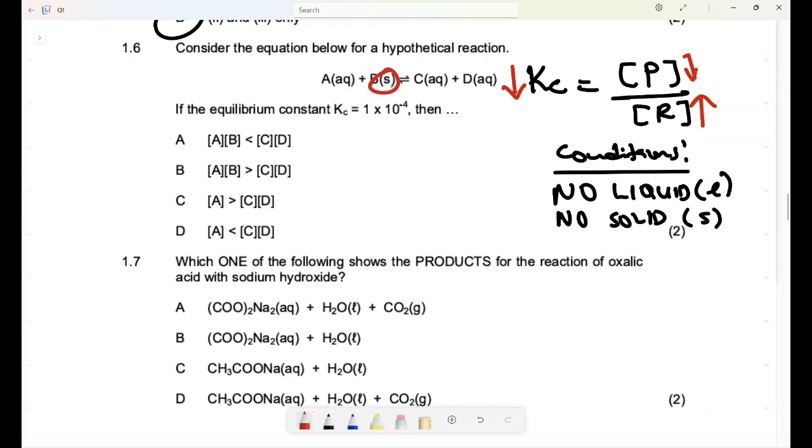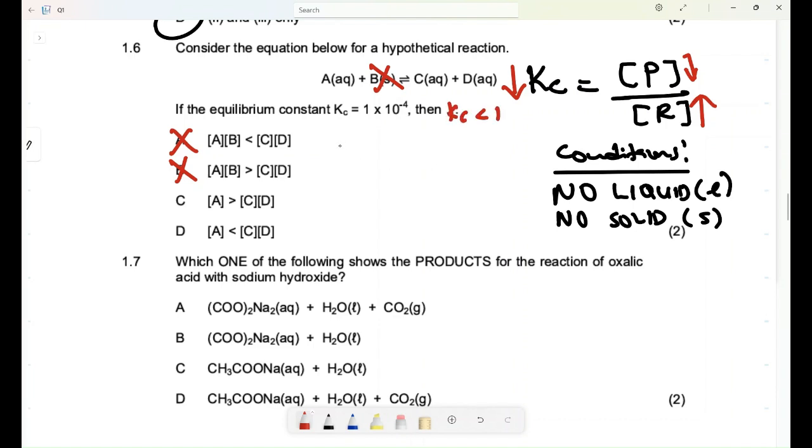B, because it is a solid and we do not accept solids in the condition of Kc. It means this one I'm not expecting to see. Anything that has B, I cancel it. Now I'm saying Kc is less than 1.